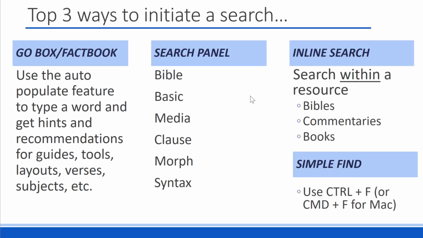The top three ways to initiate a search are really the Go Box or Factbook, where you're going to start typing a word and it'll auto-populate hints and recommendations associated with that word or phrase. It's an excellent starting point if you have no idea where to get started. Both GoBox and Factbook are very powerful.